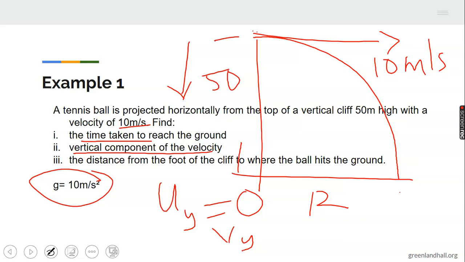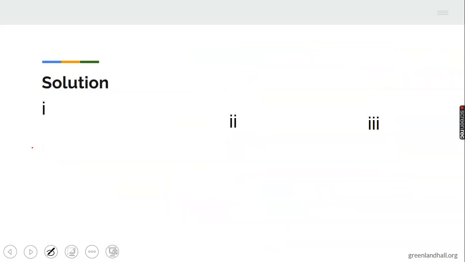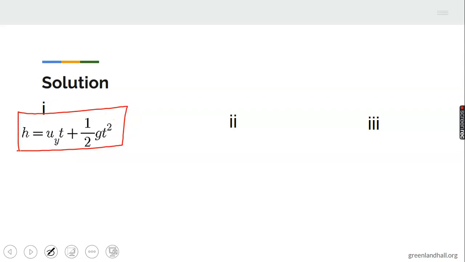That is, at maximum height, our initial velocity, Uy, is equal to 0. Now, look at the formula to calculate for height. From here, we know our Uy equals 0 multiplied by T. We have H, we have G, we have U. T is missing. From there, we can calculate for our time.